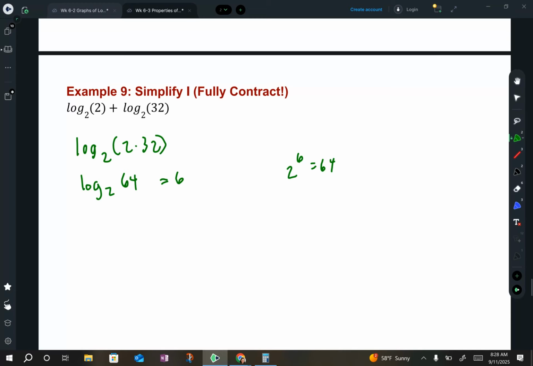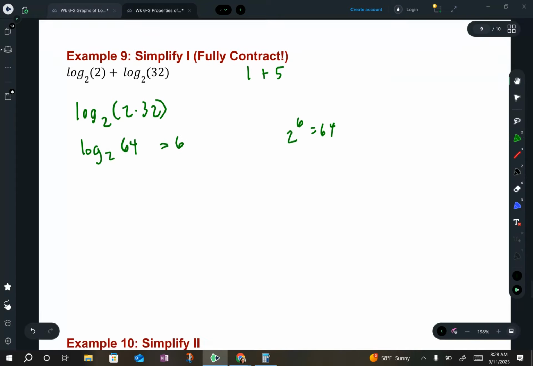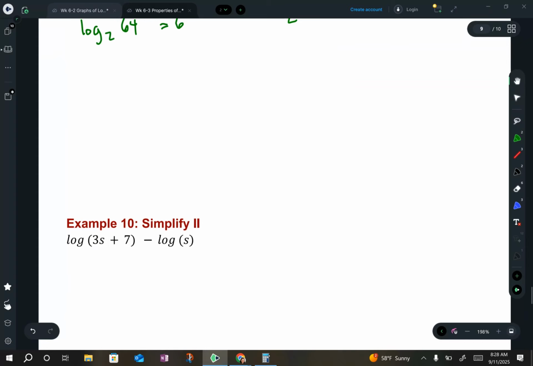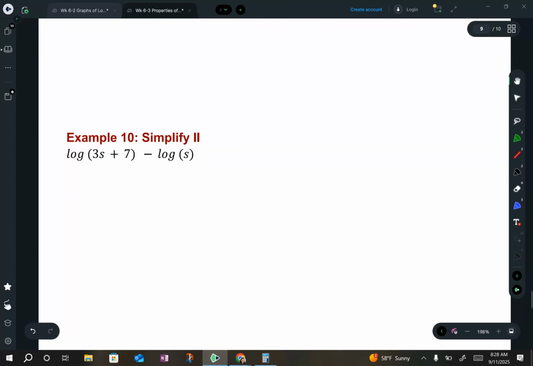Could we have done that right at the beginning? Yeah, we could have gone 1 plus 5, sure. But we wanted to use the formula. All right, let's try this one. We're going to simplify this one.